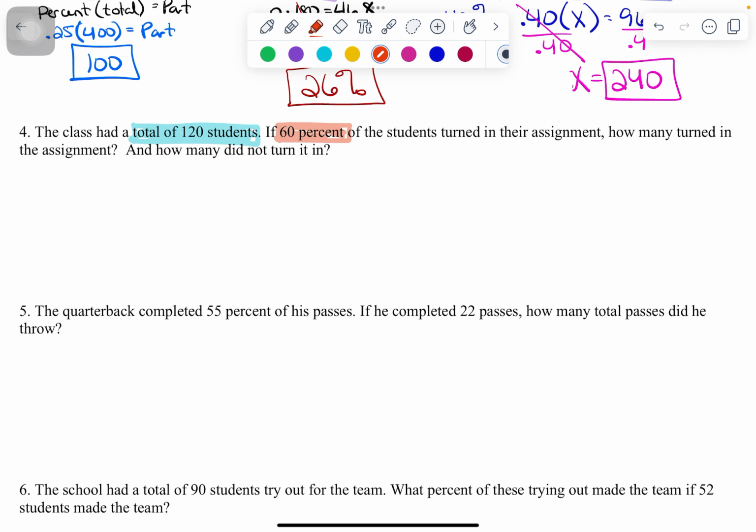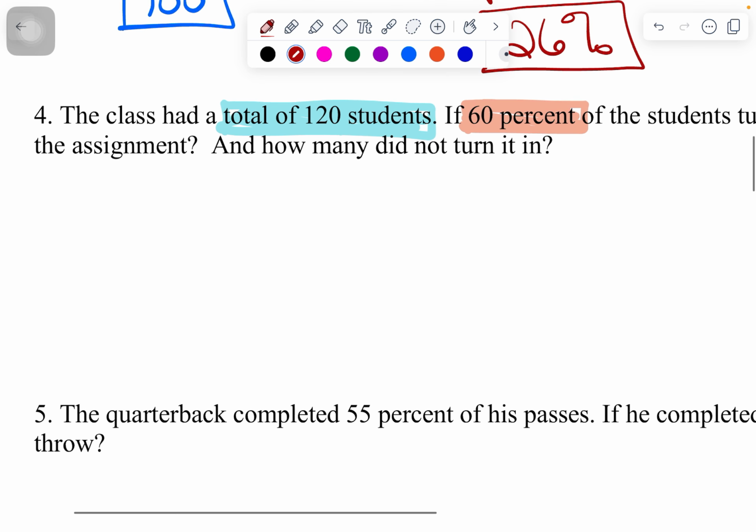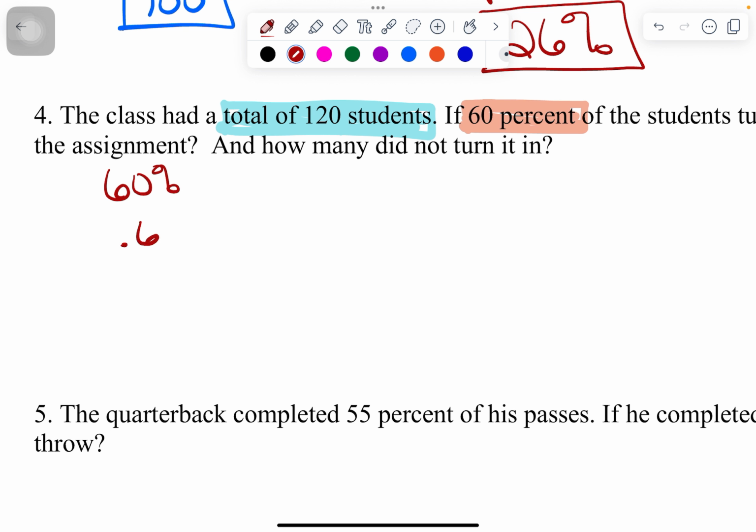60% of the students turned in their assignments. How many turned in the assignments? Now, this is actually a two-part question. I'm asking how many turned in the assignments, and then there's a second question of how many did not turn it in. Well, let's figure out how many did. Okay, percent. Well, we've got 60%. So 60% would be equivalent to 0.6 or 0.60 of the total, and that's going to equal our part.